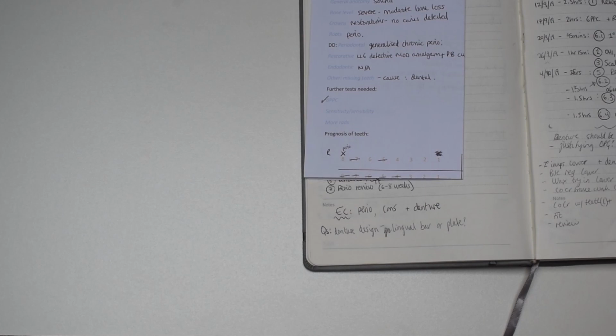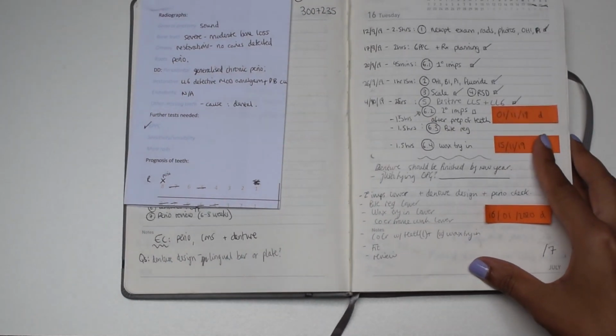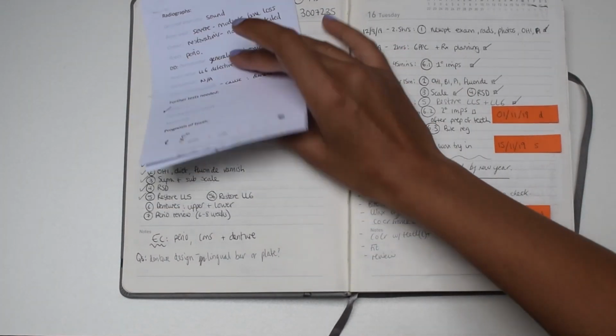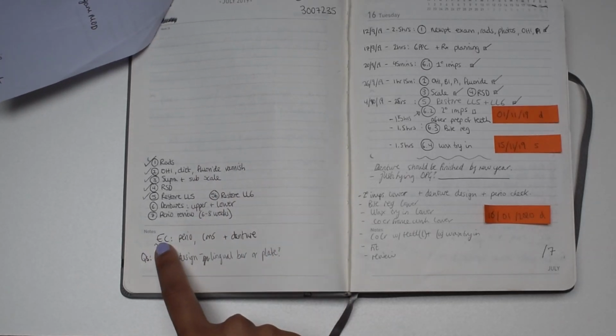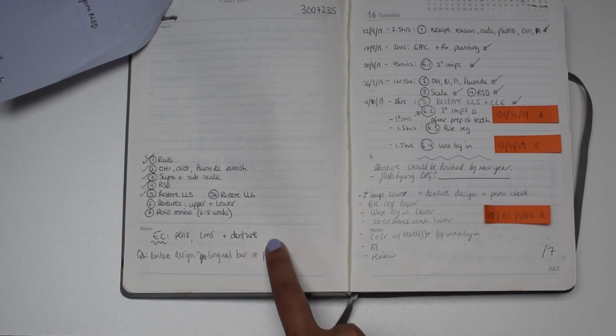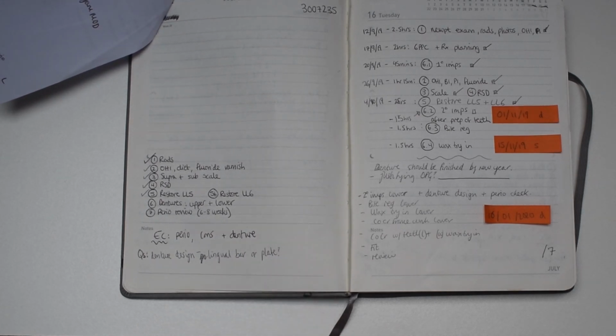So this was then used throughout the year to help me organise outside of clinic, as I don't have access to patient notes at home. Then you can see my treatment plan that I ticked off as I completed each treatment. Here I would write some notes and potential questions I had about the case that I could ask my supervisors.